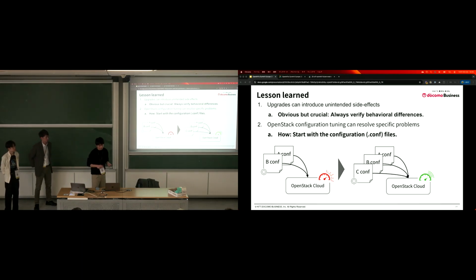Okay, lessons learned. There are two lessons we learned from virtual machine high availability problems. First, upgrades can have unexpected side effects. For example, performance can suddenly change. This experience reminded us how essential testing is after an upgrade. Second lesson, check the configuration file first. A change in a configuration file can often solve the problem without touching code.